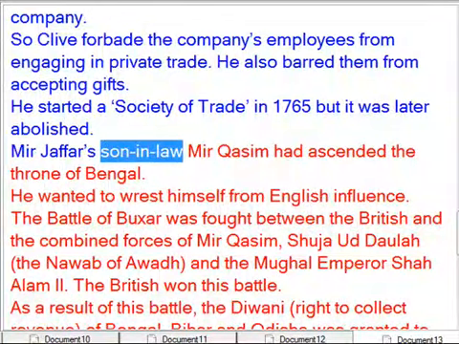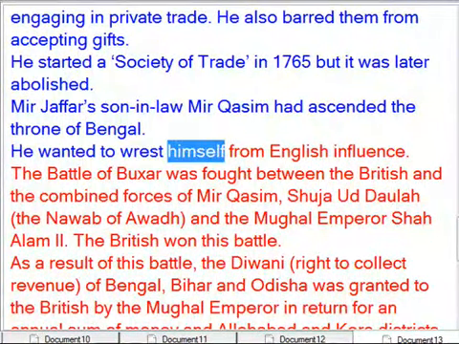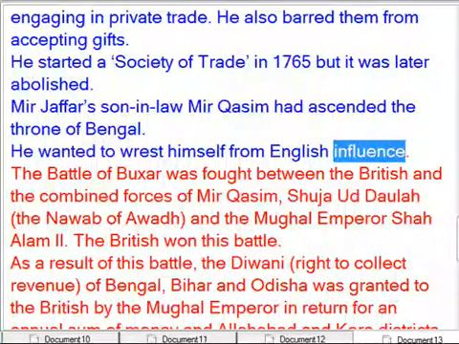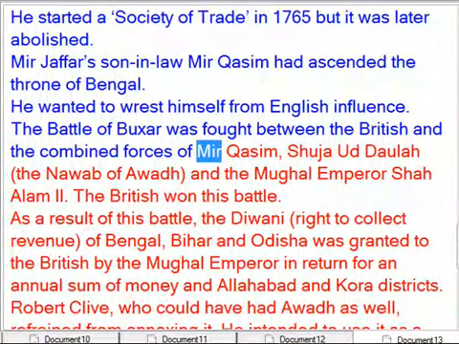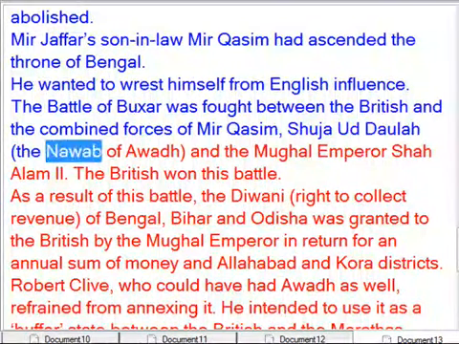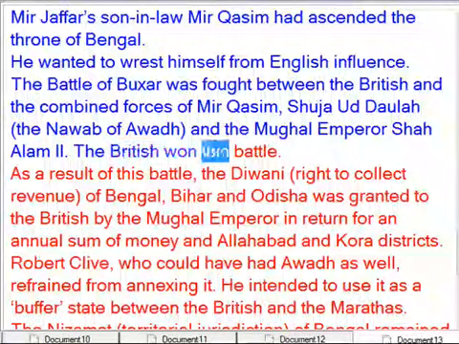Mir Jafar's son-in-law Mir Qasim had ascended the throne of Bengal. He wanted to wrest himself from English influence. The Battle of Buxar was fought between the British and the combined forces of Mir Qasim, Shuja ud-Daulah, the Nawab of Awadh, and the Mughal Emperor Shah Alam II. The British won this battle.